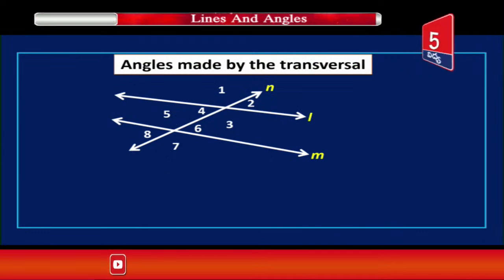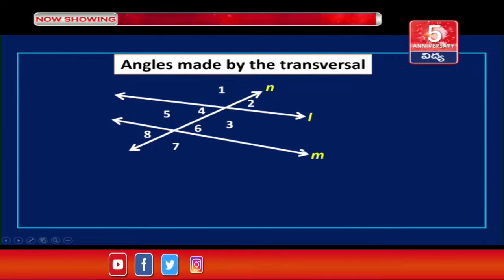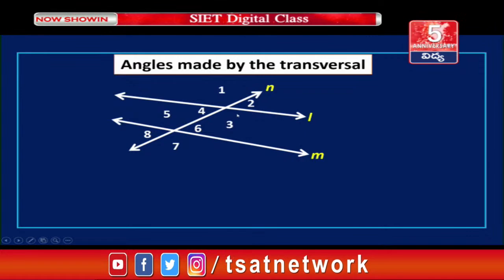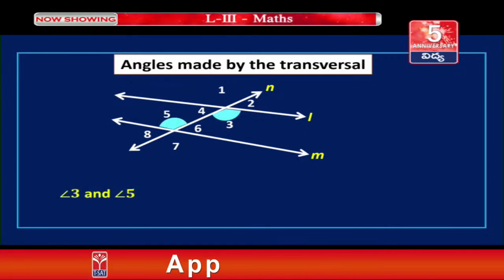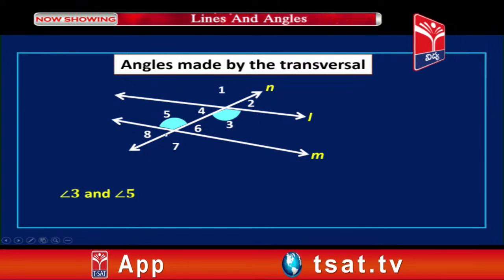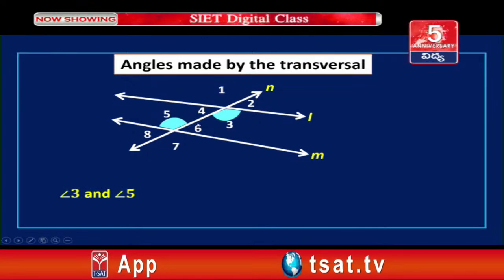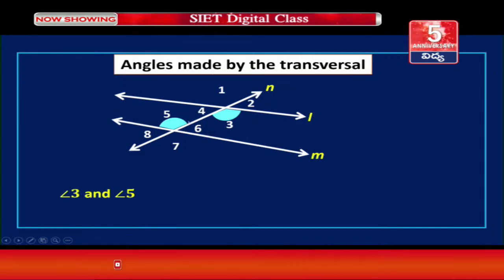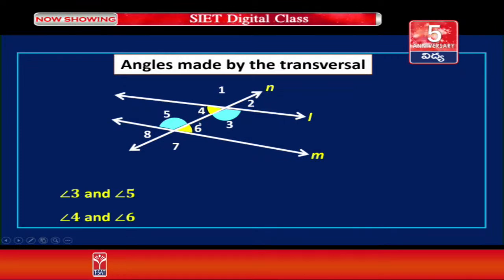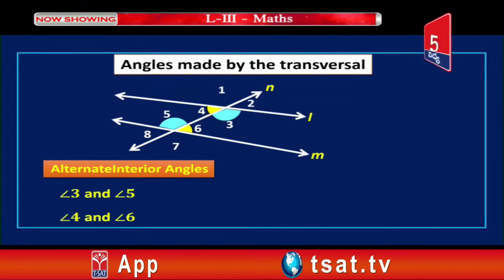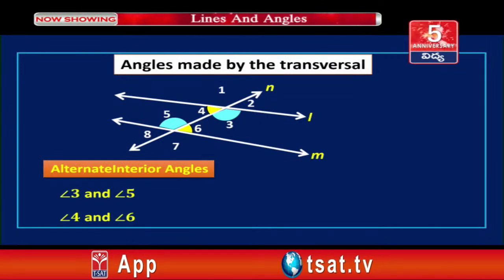Angles made by the transversal. Here you can observe L and M are two lines, N is the transversal. You can observe angle 3 and angle 5 have different vertices on either side of the transversal. One is on the right side, one is on the left side. They are interior angles. You can observe angle 4 and 6. Angle 4 is on the left side, angle 6 is on the right side. It is also interior. These angles are called alternate interior angles.